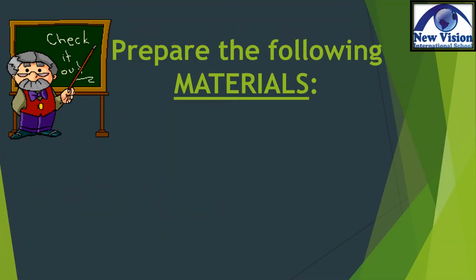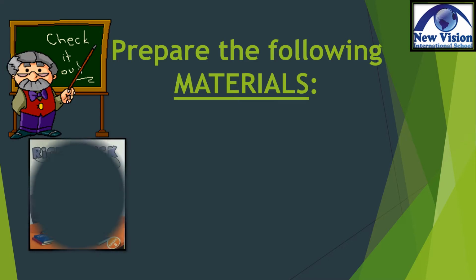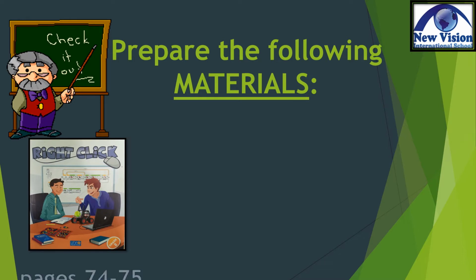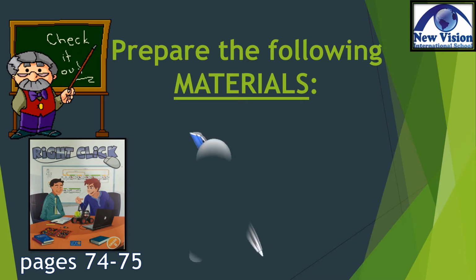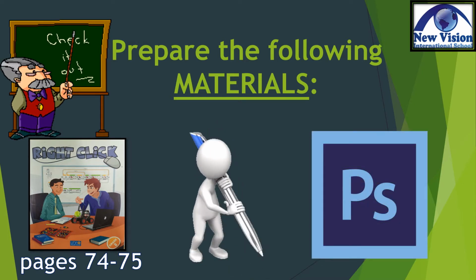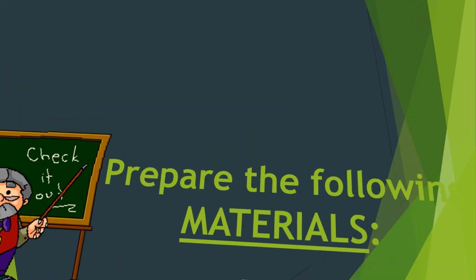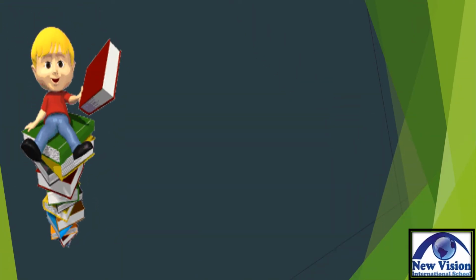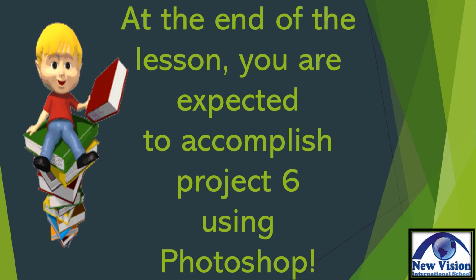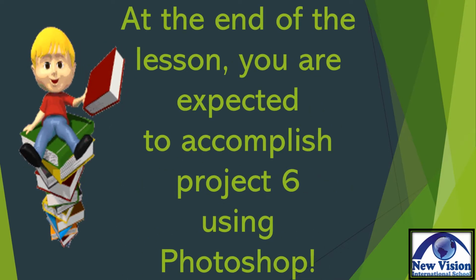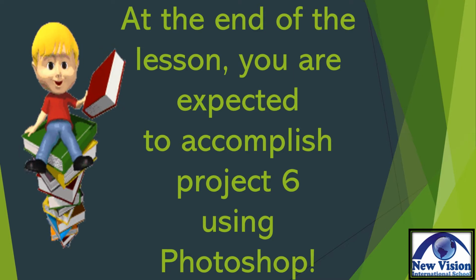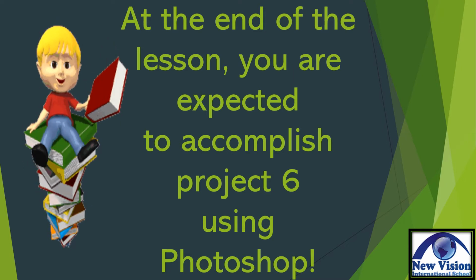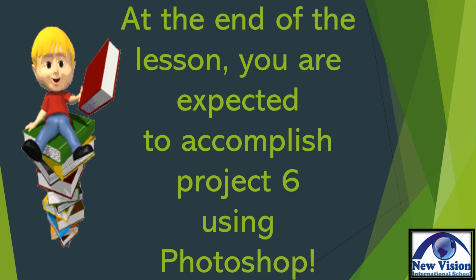Before we start our lesson, you should prepare the following materials. Your book and computer from pages 74 to 75, a pen, and the Photoshop program. At the end of the lesson, you are expected to accomplish project number 6 using Photoshop. In order to do this, you should listen to the following explanations.